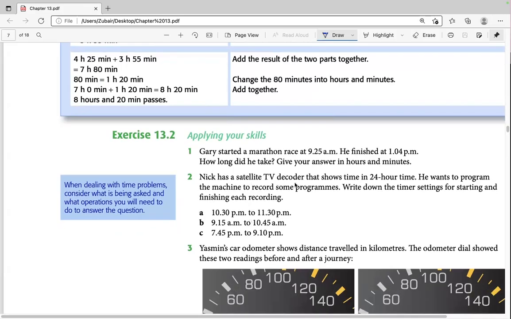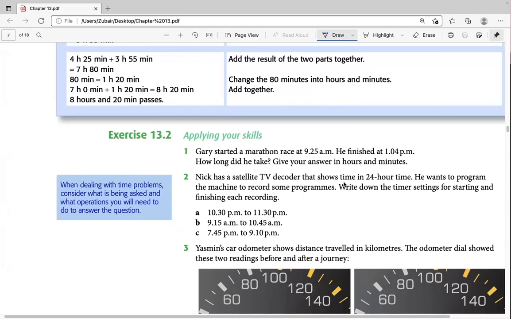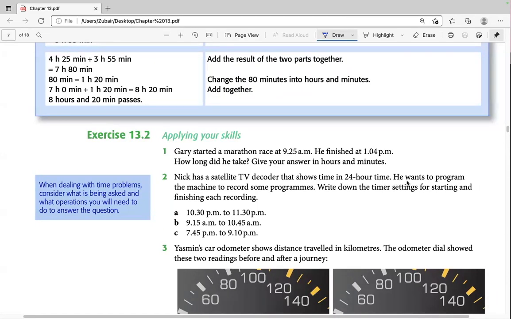Nick has a satellite TV. He recorded that. Shows time in 24-hour time. He wants to program a machine to record some programs. Write down the timer settings for starting and finishing each recording. So we just have to convert it into 24-hour.